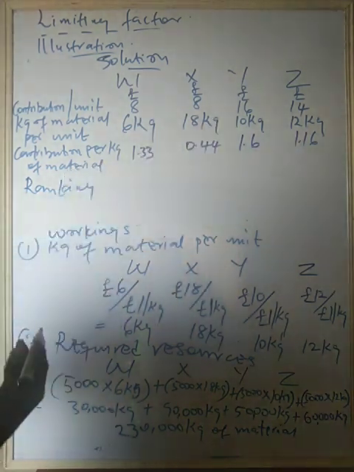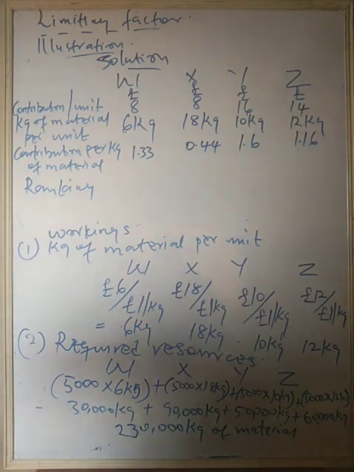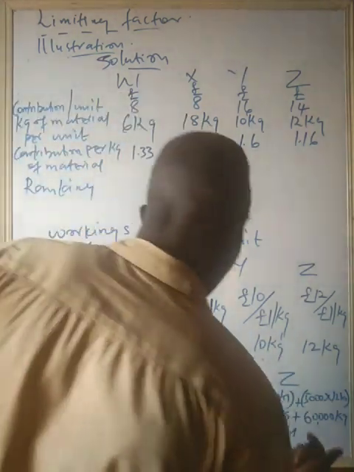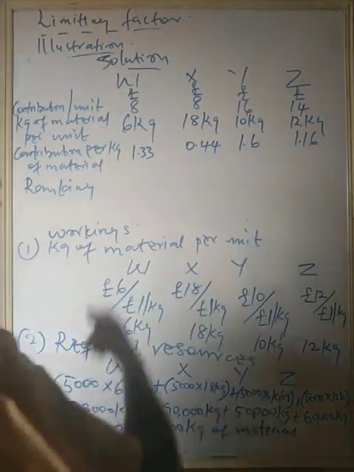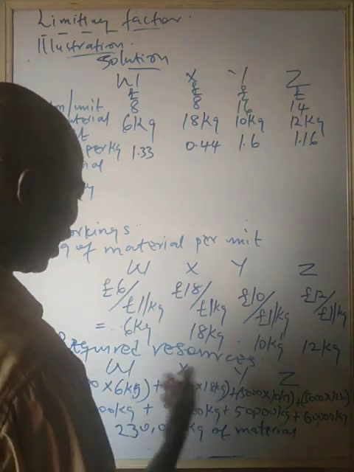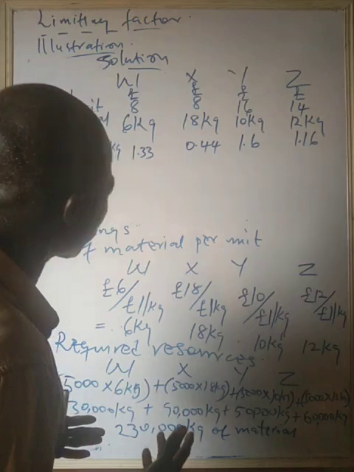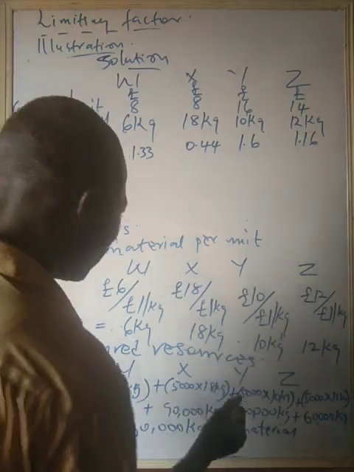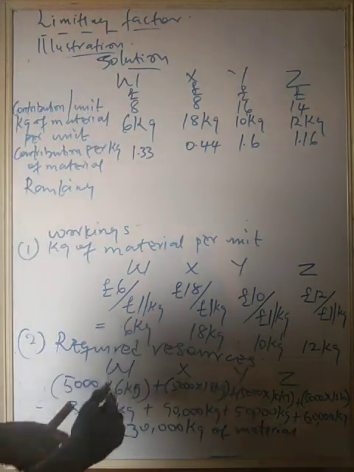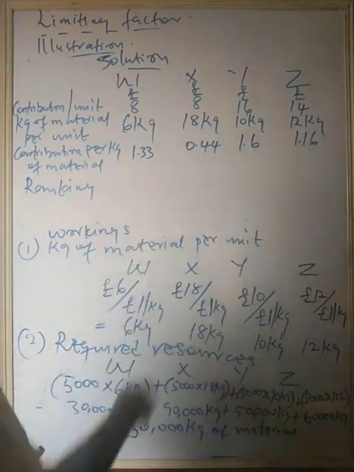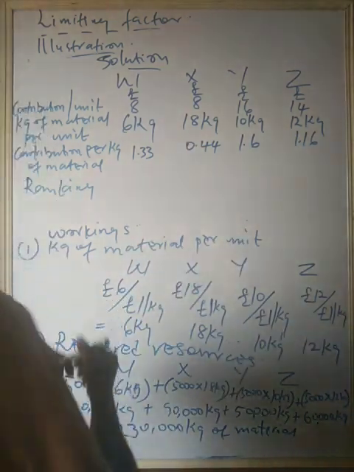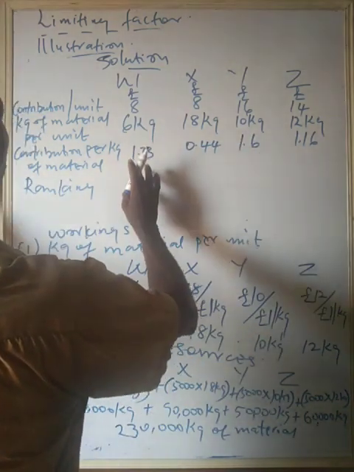Why are we doing the ranking? Because we needed 230 kg. The available resources is what? Is 110 kg of material. This is not enough. The required is more than the available. So we need to do what? The ranking. You go ahead and do the ranking.